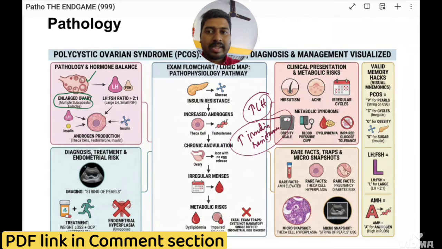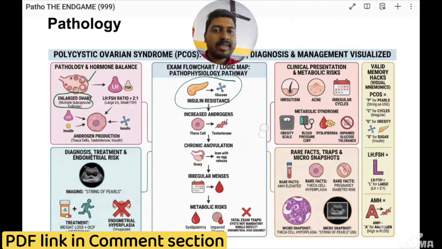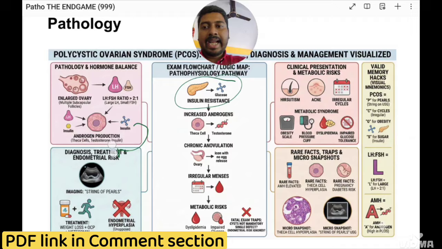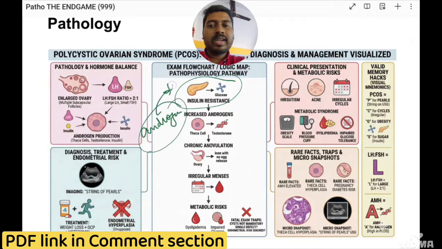Now, in addition to this, there is one more factor, that is insulin resistance. What insulin resistance does is it causes increased androgen production. There are two things here. One is increased LH also contributes to increased androgen, because LH acts on theca cells. Theca cells produce more androgen, okay, testosterone. Along with this, insulin resistance also contributes to androgen. So overall, there is increased androgen production in the body, which results in all the clinical symptoms.